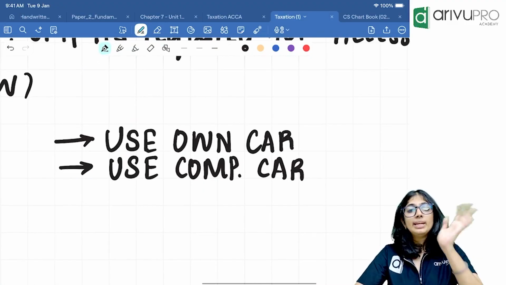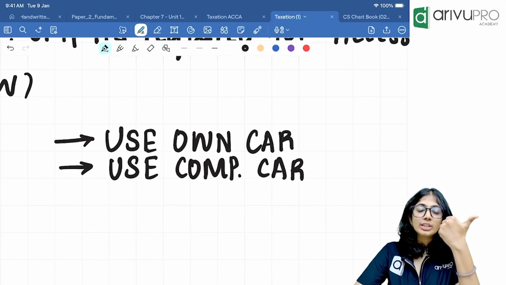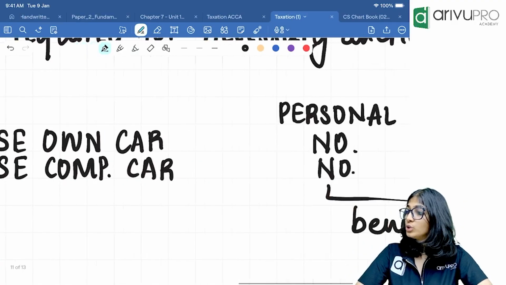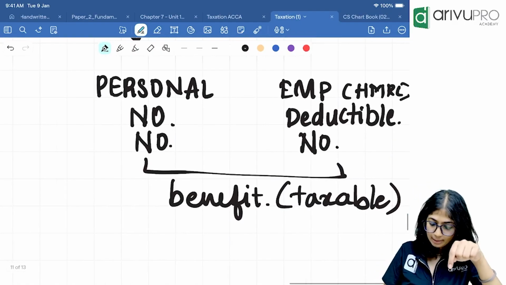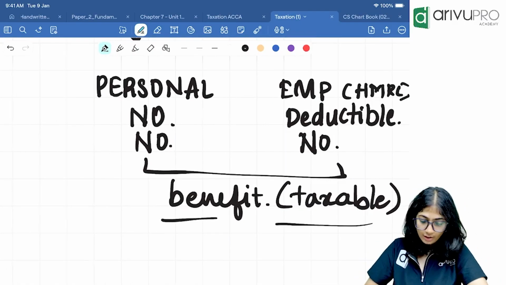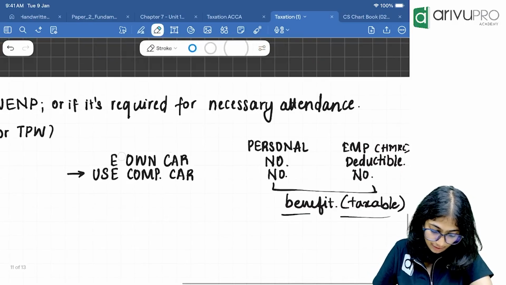Let's say the company gave a car to you. You're using it for personal purposes and employment purposes and ordinary commuting, everything. The use of a company car is a taxable benefit. It has a different rule that we'll look at soon. Okay, as long as you understand this, it's enough.